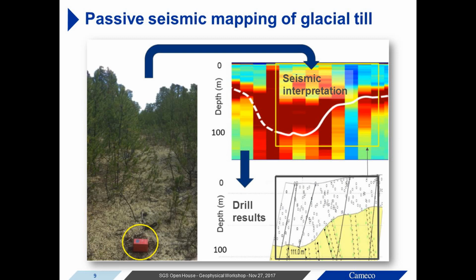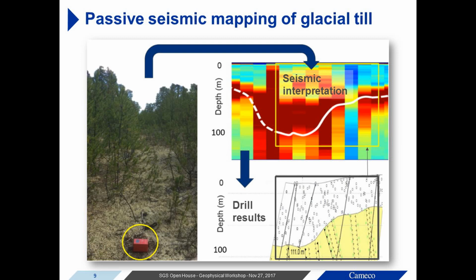The method assumes a strong contrast in acoustic impedance between the bedrock and the overlying layer of sediments. Existing drill hole information should be used when available to calculate layer velocities. On the left, we have one of the units, which is placed on the ground and records for approximately 20 minutes.